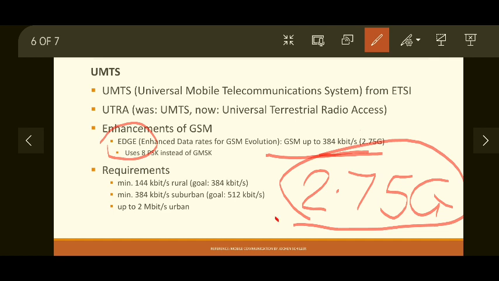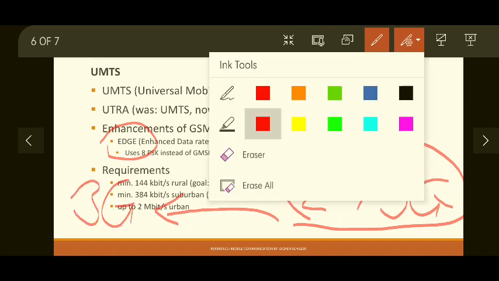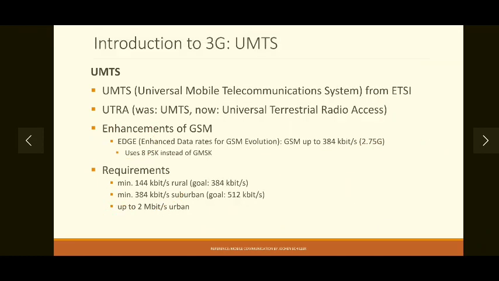And after that, the next technology that was introduced was 3G. Now, 3G, well known as UMTS, which is originally defined as Universal Mobile Telecommunication System, which was defined by ETSI, European Telecommunication Standards Institute, and now it is renamed to UTRA, that is Universal Terrestrial Radio Access. Okay, so UTRA and UMTS both are one and the same. UMTS is the old name, whereas UTRA is the new name.